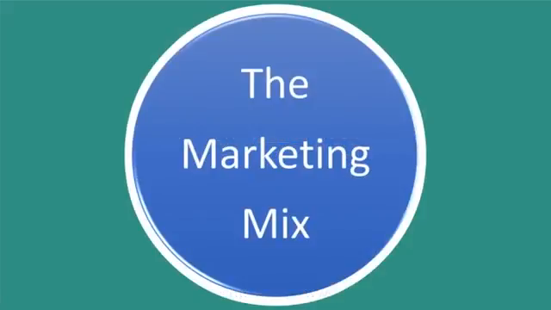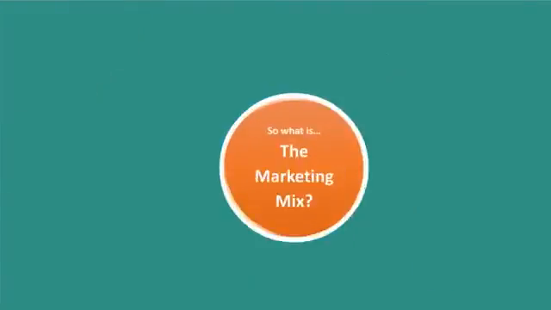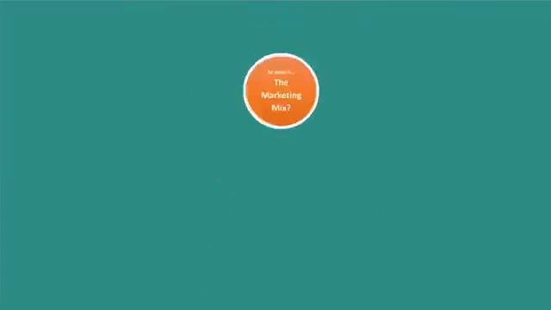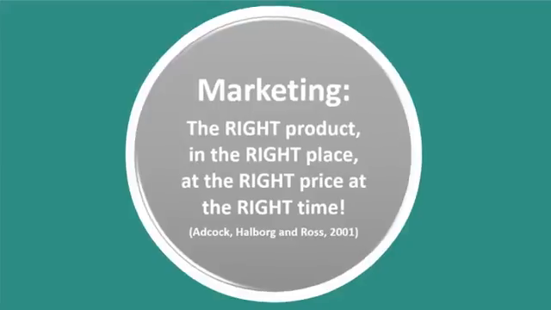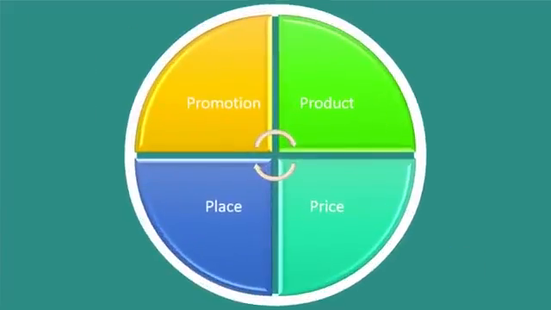Today we're going to be talking about the marketing mix. So what is the marketing mix? The marketing mix is a model based on a commonly accepted definition of marketing by Adcock, Hallberg and Ross, which says that marketing is all about having the right product in the right place at the right price and at the right time. The original model had four key elements: product, price, place and promotion.